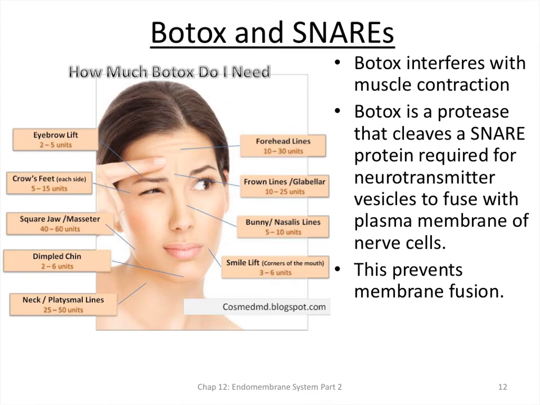So basically, Botox is this protease that's made from a bacterium, and what it does is it cleaves a snare protein, which is required for neurotransmitter vesicles to fuse with the plasma membrane of nerve cells. So Botox is going to interfere with a snare protein, and it's going to prevent this vesicle fusion.